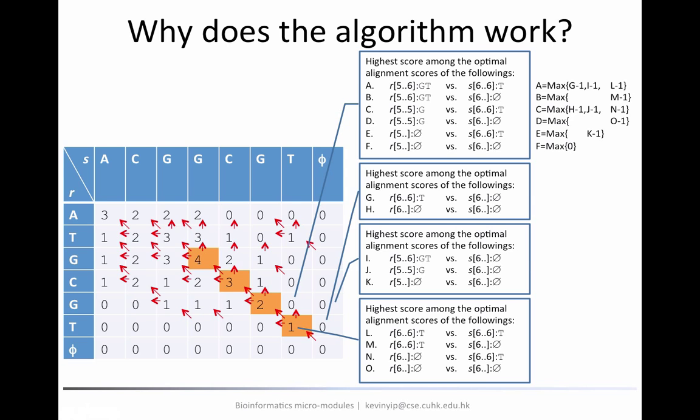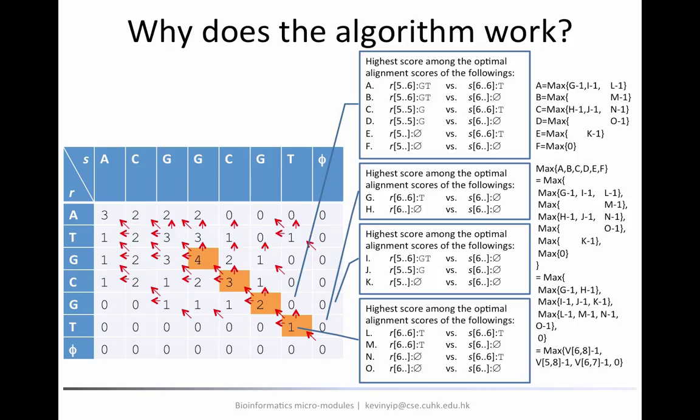Now with this, we can rewrite the maximum of these 6 terms by rearranging the terms. Finally, we see the formula is exactly the maximum of V6A-1, V5A-1, and V67-1, and 0. That is exactly the formula we had in the previous slide. So that is an illustration to show that this algorithm is exactly solving the local alignment problem.